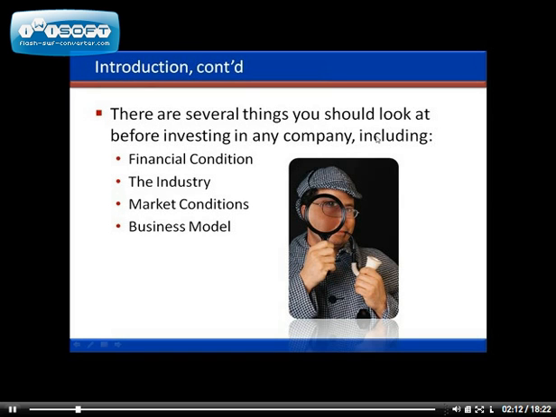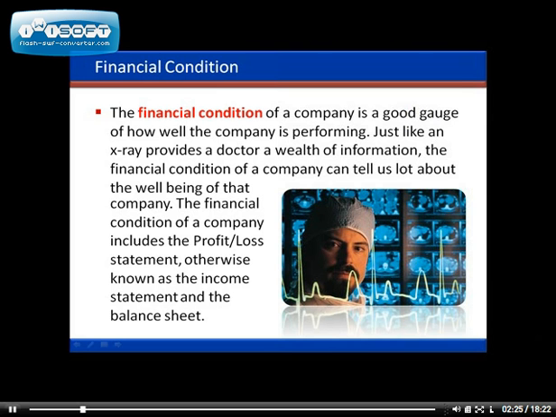So there are several things that you should look at before investing in any company, and they include financial condition, the industry that it's involved in, market conditions, and the business model of the company. All right, so the financial condition of a company is a good gauge of how well the company is performing. And just like an x-ray provides a doctor with a wealth of information about your health, the financial condition of a company can tell us a lot about the well-being of that company.